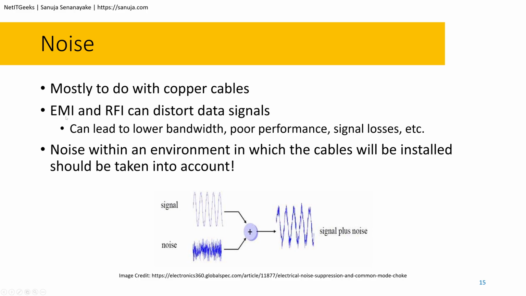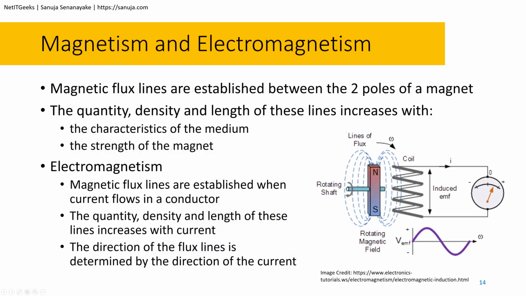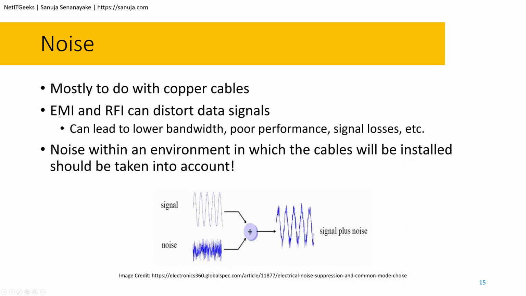EMI is the electromagnetic interference, which has something to do with the previous slide. Remember the magnetism and electromagnetism. So electromagnetism has a key role with EMI, electromagnetic interference, and RFI is radio frequency interference that can also distort data signal. Radio frequency interference can be things like even your microwave oven can interfere with your electronic components and networking equipment. So that would be the RFI. And this can lead to lower bandwidth, poor performance, signal losses, etc.